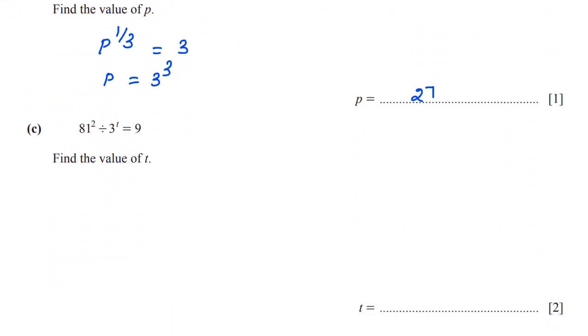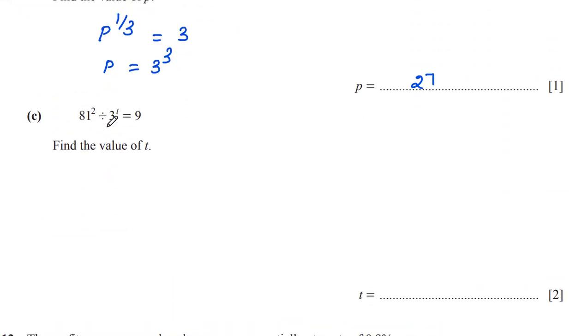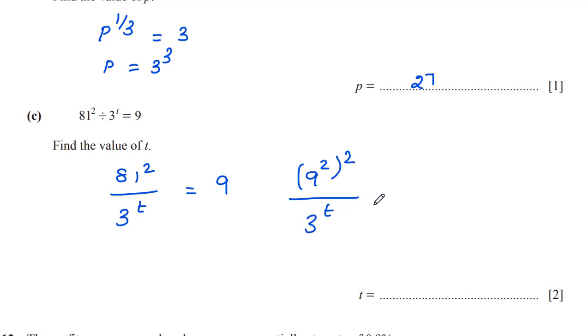Okay. Then the third question is 81^2 divided by 3^t equals 9. Now we are having the base in three different things: one is 81, another one is 3, and 9. 9 is common for both, so we'll try to express this in 9. I can write 81 as 9^2, the whole power 2, divided by 3^t. So (9^2)^2 is 9^4 divided by 3^t.